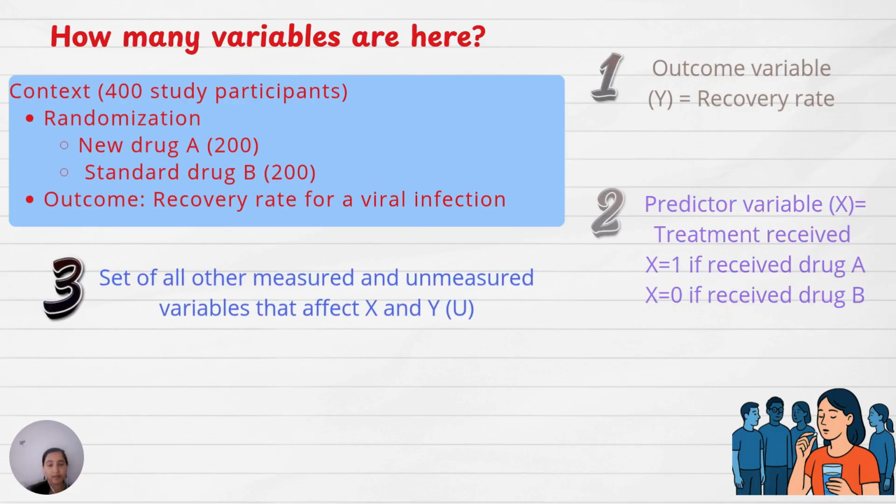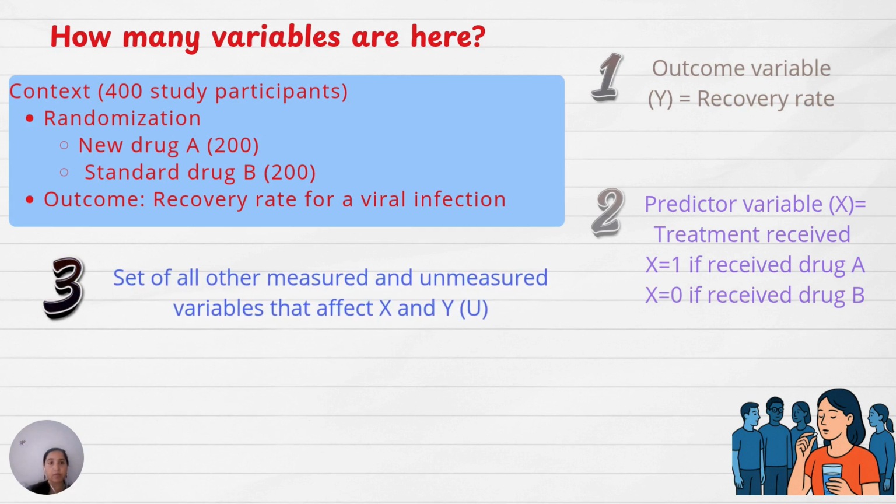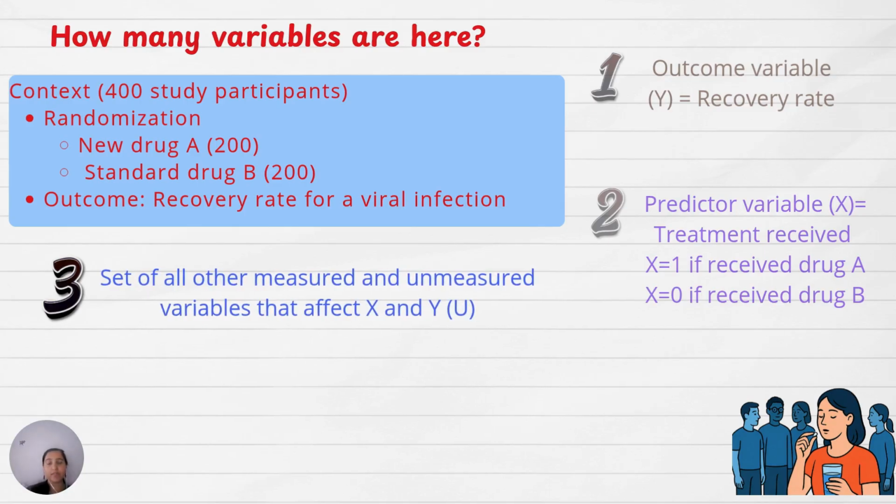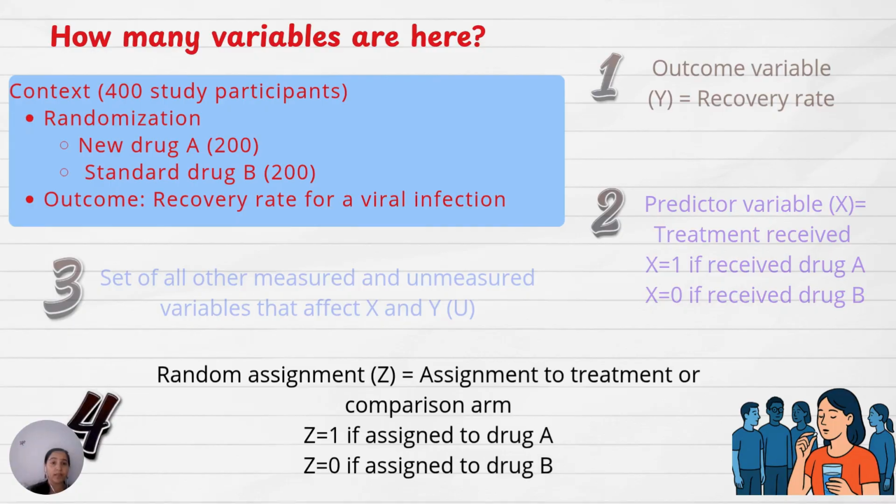The third variable is not a single variable, but let's suppose the set of all other measured and unmeasured variables that affect our predictor variable and the outcome variable. And let's name it as U. And then the fourth variable is the random assignment itself. Let's name it Z, and the variable Z would be 1 for someone who is assigned to receive drug A, and the value of Z would be 0 for someone who is assigned to receive the standard drug B.